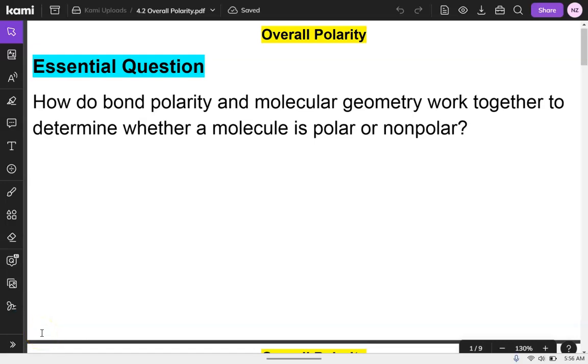In this video, we're going to go through overall polarity. Our essential question is, how do bond polarity and molecular geometry work together to determine whether a molecule is polar or nonpolar?